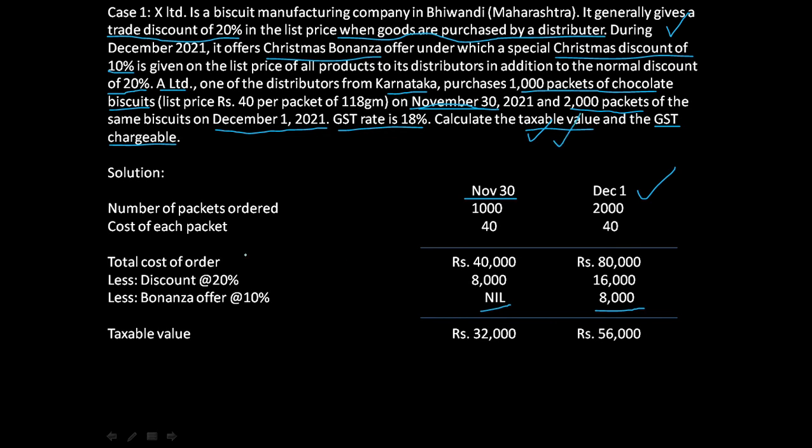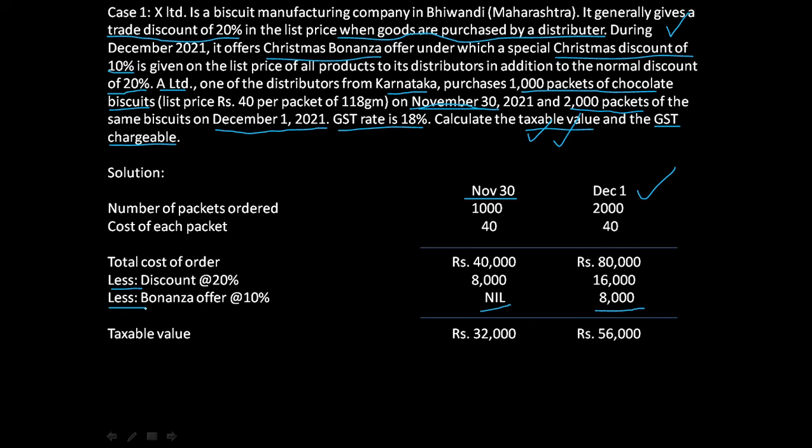Okay, look at this. To calculate taxable value, from the transaction value we have reduced the discount. Okay, now what is the GST chargeable? Now GST, what GST would be chargeable? Will it be CGST, SGST or IGST? Where are CGST, SGST charged? If it is within the state. But when is IGST charged? If it is between two different states.